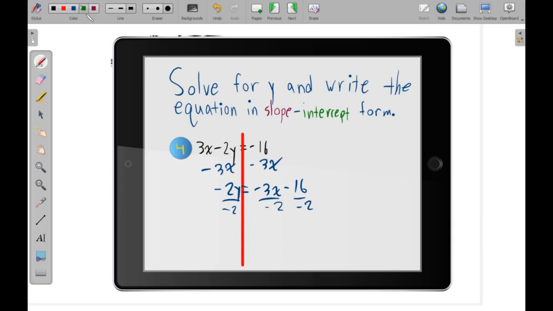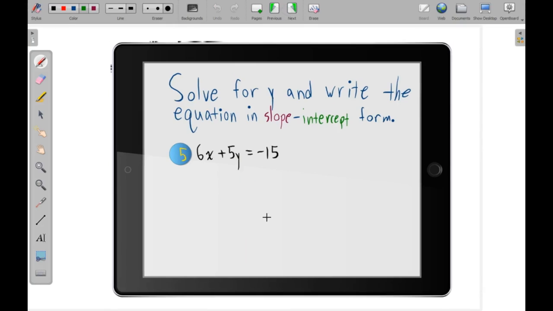That leaves us with y is equal to 3/2 x, because a negative divided by a negative is a positive, and negative 16 divided by negative 2 is positive 8. Okay, try this one.